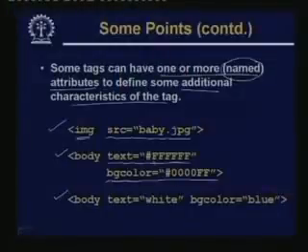Instead of specifying color like this, we'll just see what this means, this ff and this 00. You can also specify colors by specifying names, like text equal to white, bgcolor equal to blue. These are examples of attributes of the tags.